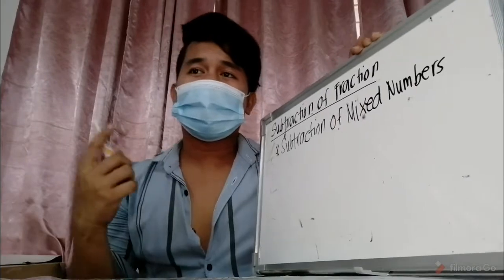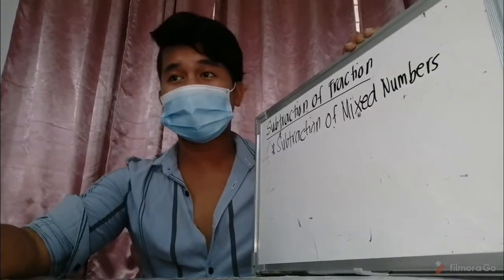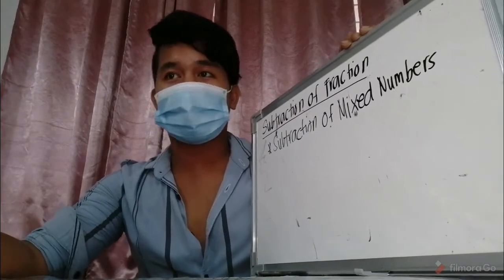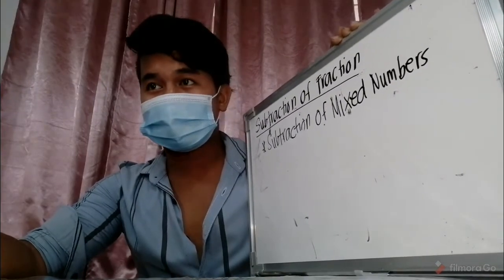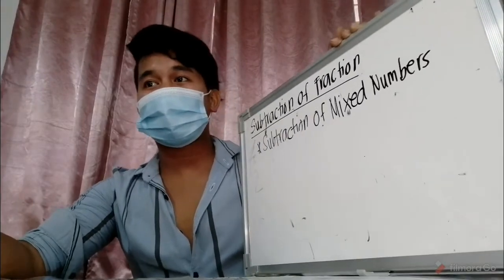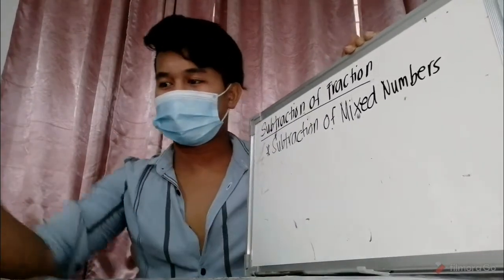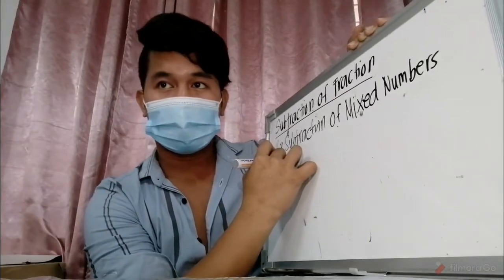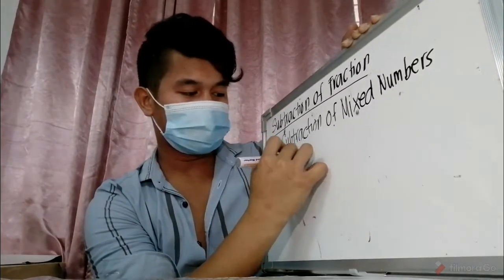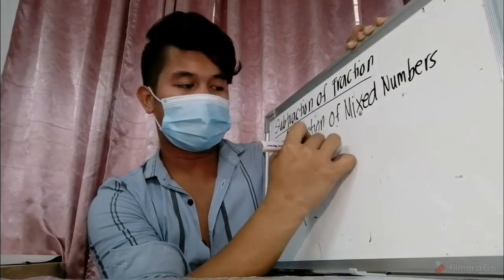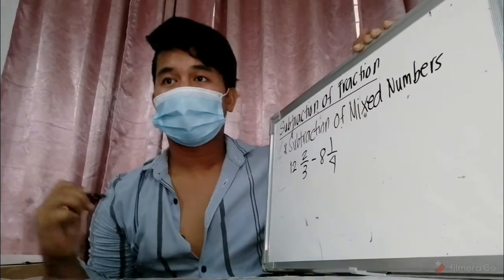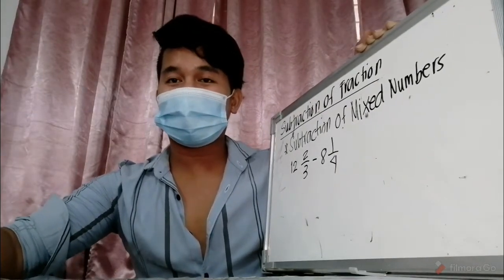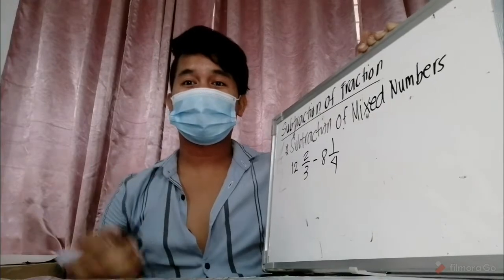But if the mixed numbers have fractional parts which are not similar, then we change the fractional parts into similar fractions and then proceed as in the previous example. For example, we have 12 and 2/3 minus 8 and 1/4. So what are we going to do? We need first to change the fractional parts into similar fractions.